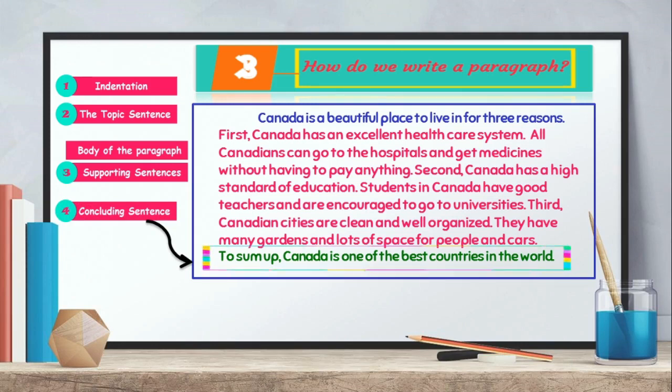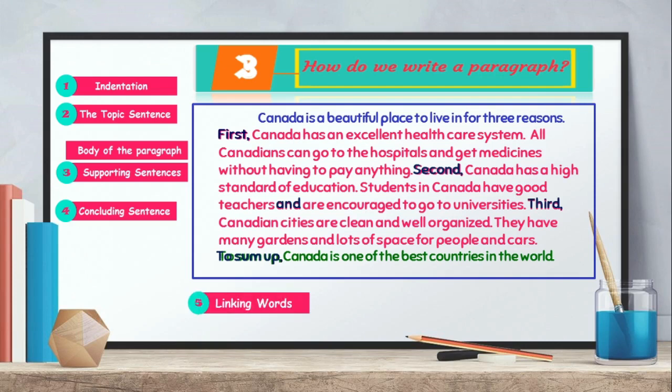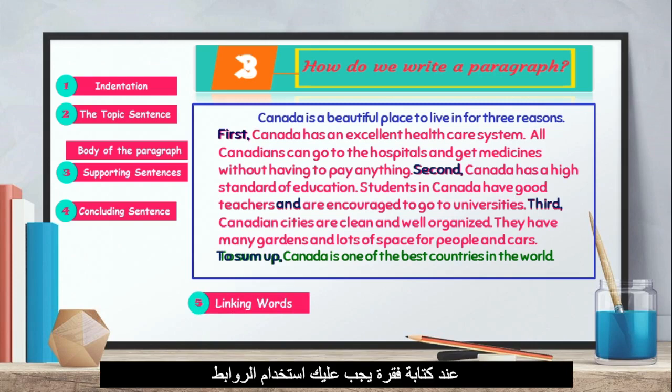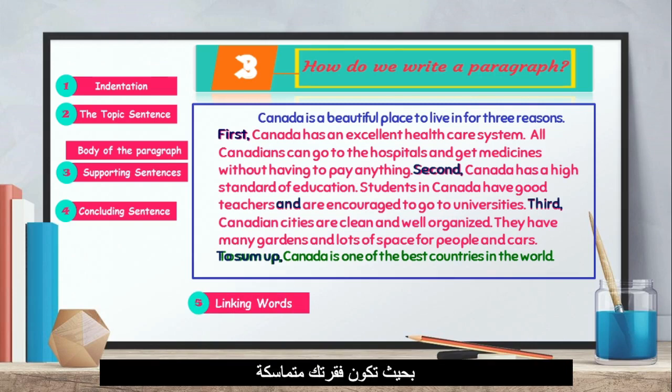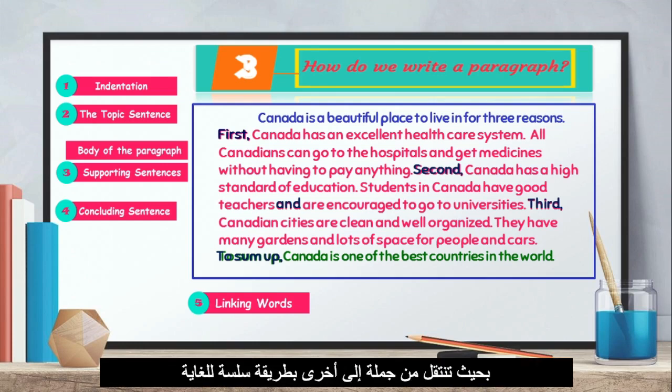And also, if you notice, the writer here in this paragraph used words like first, second, and third to sum up. What do we call these words? These are what we call linking words. So when you write a paragraph, you should use linking words so that your paragraph is cohesive and coherent. So you move from one idea to another in a very smooth way.